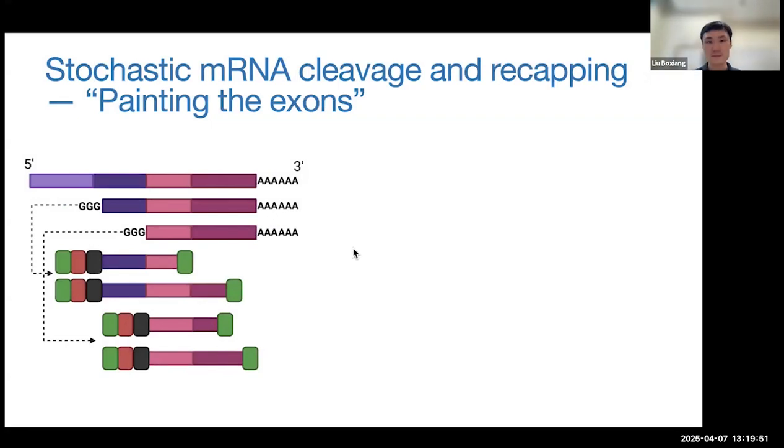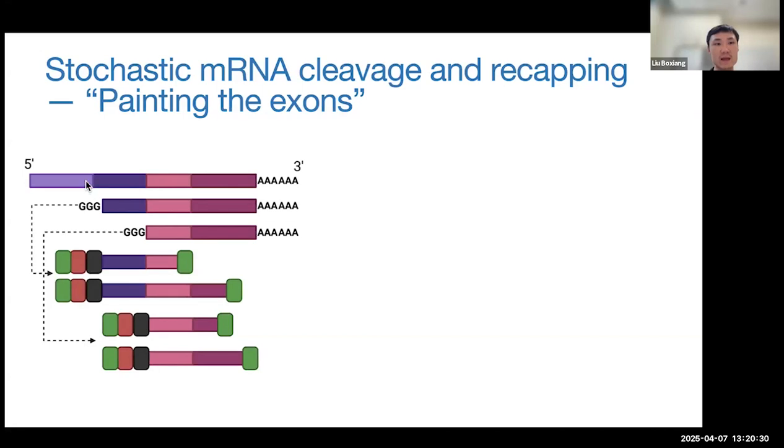So the key change is actually quite simple. Most single cell data is generated by 3' capture. But for IDA, we used a less commonly used technique, which is the 5' capture. So why does this make a difference? In normal cells, there is a naturally occurring phenomenon called stochastic mRNA cleavage and recapping. We don't take credit for this. This is actually a phenomenon that was discovered by ENCODE back in 2009.